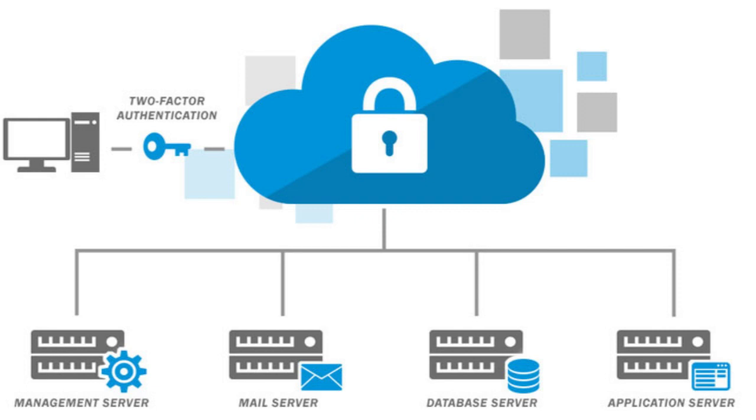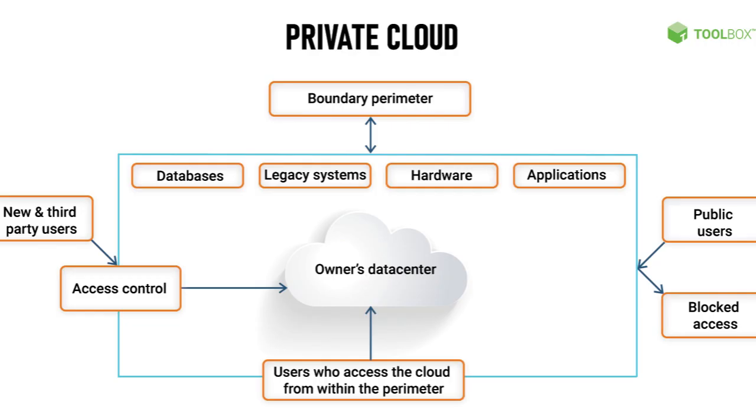The characteristics are control: private clouds offer greater control over resources, allowing organizations to customize the environment to meet specific security, compliance, and performance requirements. You have great control over resources. Security: since the cloud infrastructure is dedicated to a single organization, private clouds are often considered more secure than public cloud. Again, the security is more as compared to the public cloud. Why? Because only one organization is using the system.